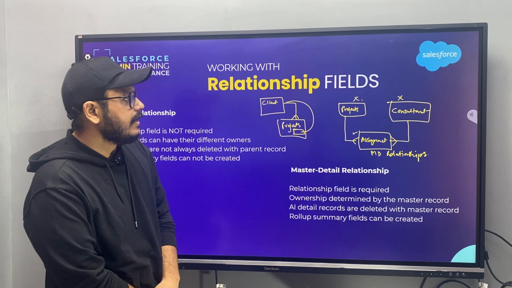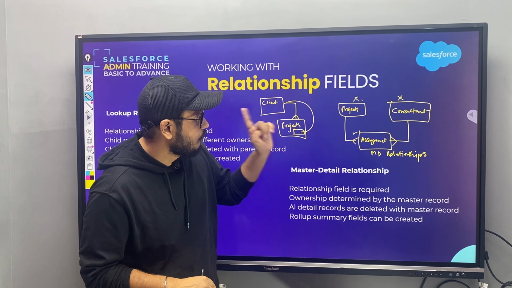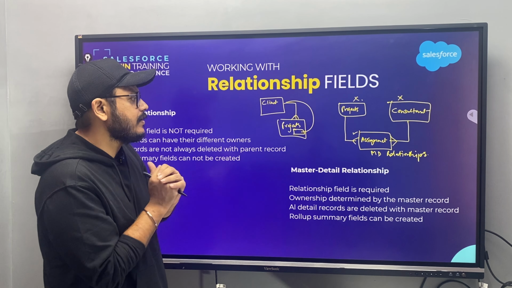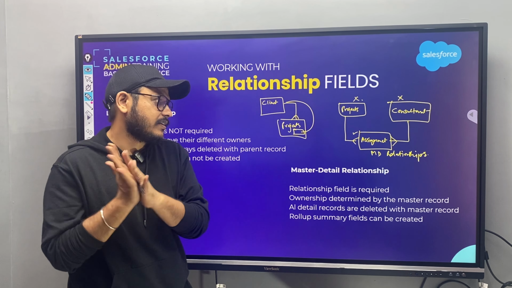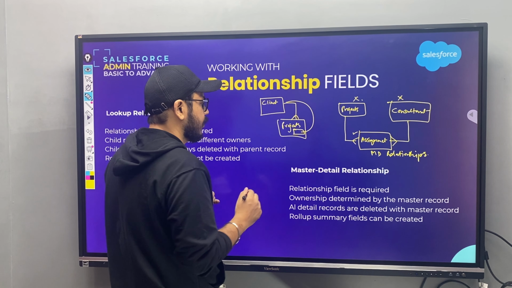Right. So we will create master detail relationships of client project. We will do master detail relationship for project consultant through the junction object, the assignment object. Again, we are going to use master detail relationships. All right. So how many relationship fields do I need to create?